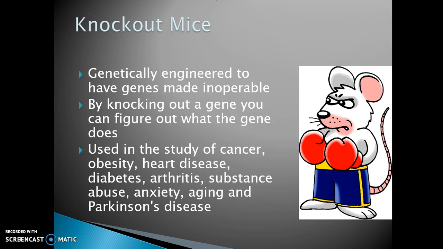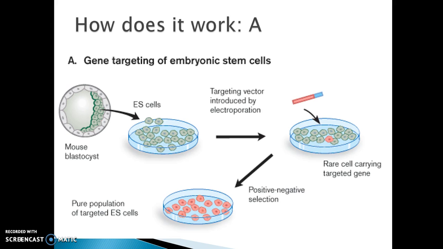We have knockout mice. This is a genetically engineered animal that makes genes inoperable, so it knocks out a gene. Both alleles of the gene are removed or made non-functional. This is really helpful in the study of cancer, obesity, heart disease, diabetes, arthritis, substance abuse, Parkinson's, even cystic fibrosis. This is just showing you how it works.